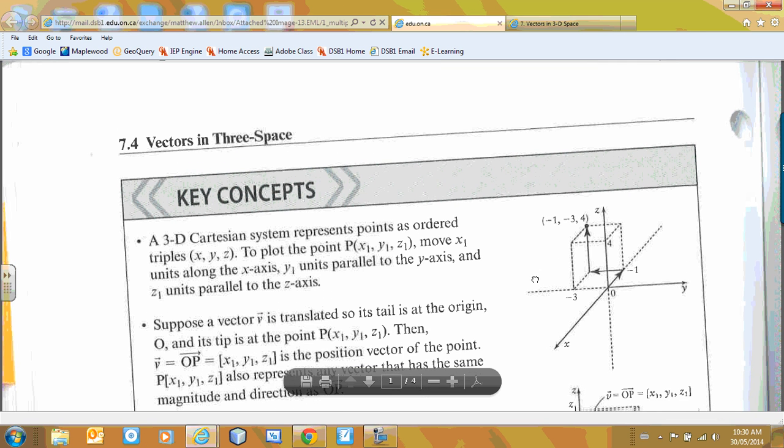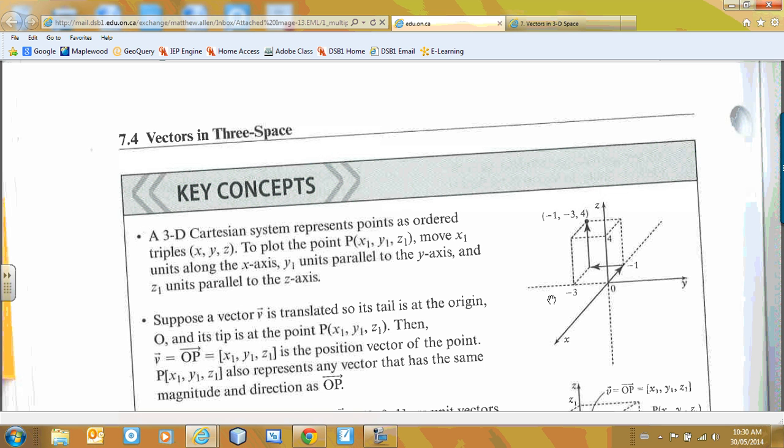So the key concepts moving forward, the first key concept I'd say, and it's not written in here, is that absolutely nothing changes. We have a third dimension, that's it. So there's going to be a third number in all of our calculations, in all of our thought processes, but nothing else changes.